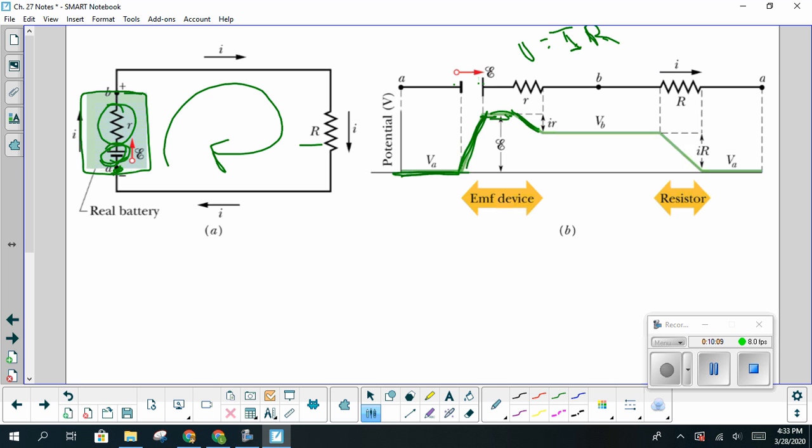And then we continue around our loop this way. And I want you to notice that anywhere along this wire is all at the same potential. We're assuming that the wire has no resistance to it, or very little, negligible resistance, so that the potential stays the same throughout that wire.